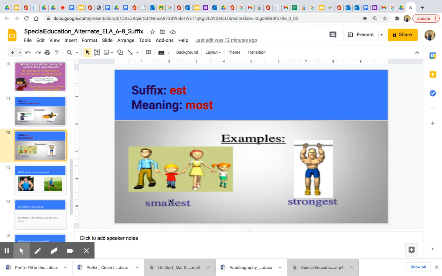It means the most small, but you don't say the most small. You say the smallest. The same thing with the word strong. You added est, and now you have strongest, because you don't say the most strong, but you say strongest.